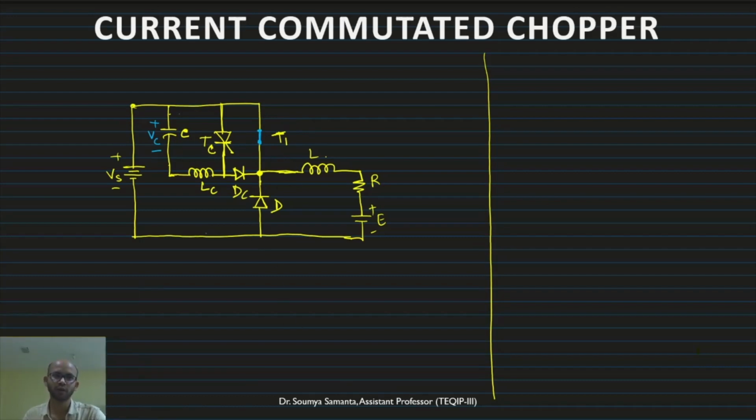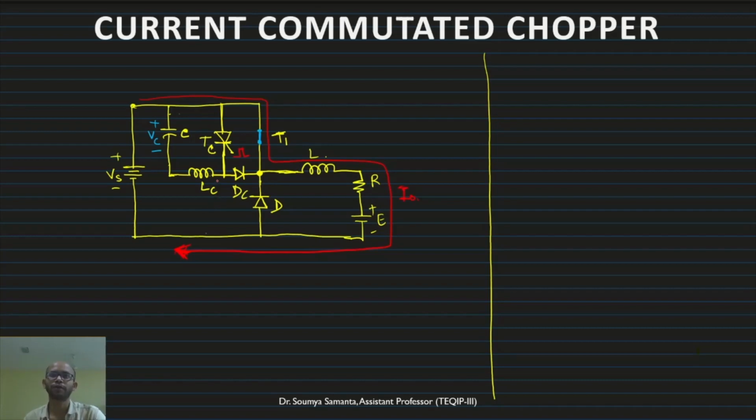Now what is the direction of the load current at this time? The direction of the load current will be this. This is the load current, I naught, and the load current will flow until we try to turn off this thyristor. Now suppose I want to turn off this thyristor, what do I have to do? I have to provide a gate pulse here, that is TC.